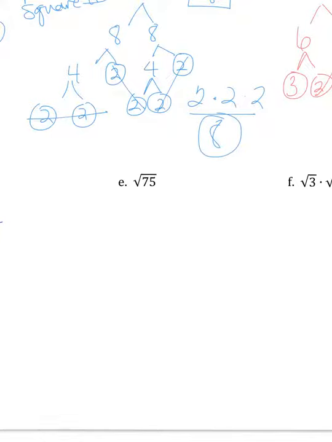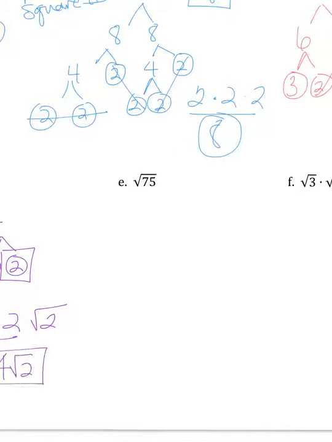8 breaks down to 4 times 2. 2 is a prime. And then 4 is 2 times 2. This 4 breaks down into 2 times 2, so I can factor that. Now I have all of my prime numbers. I'm going to take out my pairs. So I have a pair of 2's and another pair of 2's, and this 2 then is a leftover that goes underneath my radical. So my final answer is 2 times 2, which is 4, square root of 2.